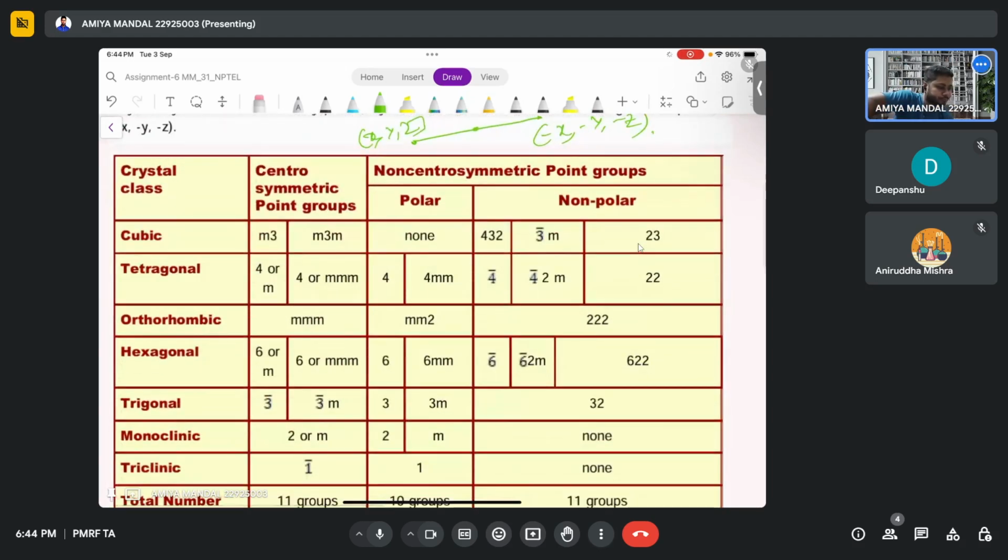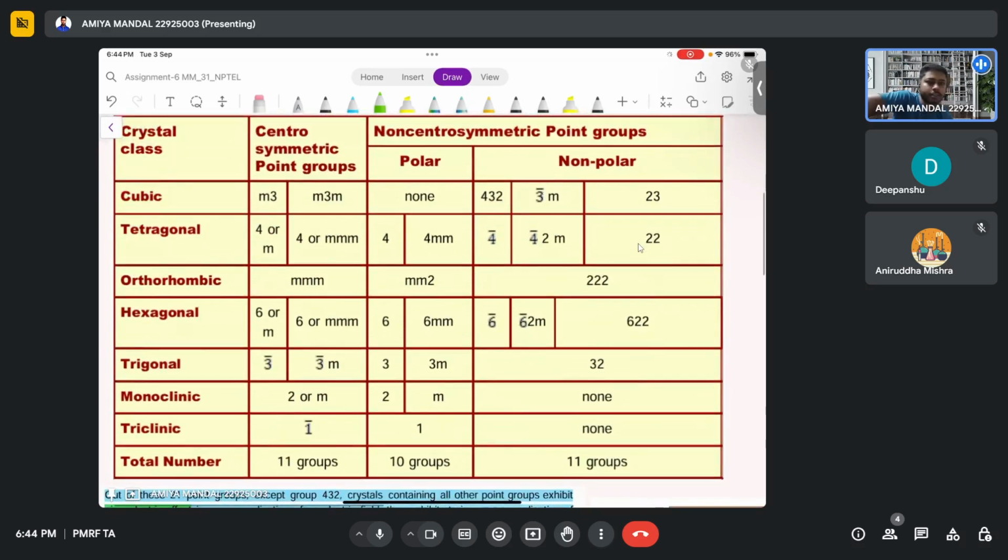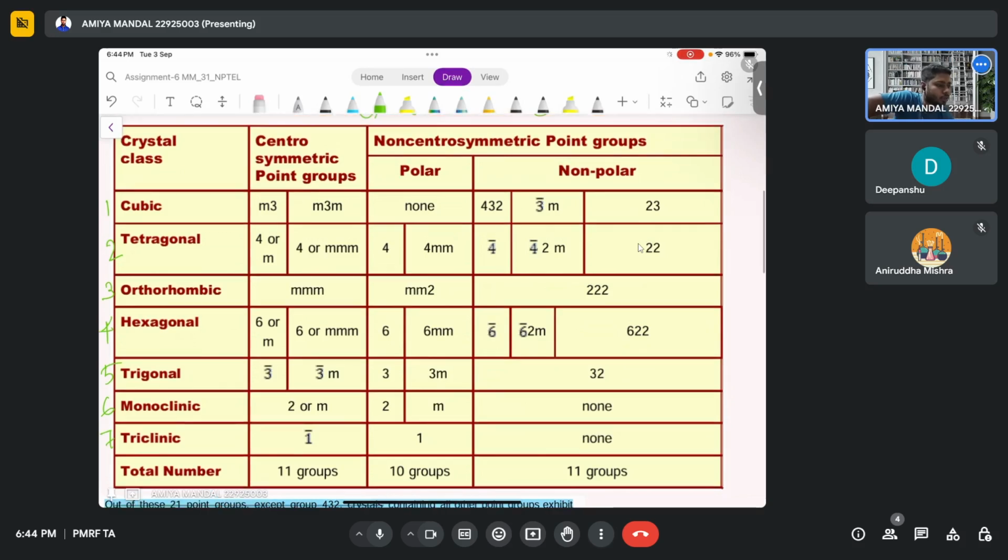There are 7 crystal types we know: cubic, tetragonal, orthorhombic, hexagonal, trigonal, monoclinic, and triclinic. These 7 crystal systems have 32 point groups in total: 11 centrosymmetric point groups and 21 non-centrosymmetric point groups.